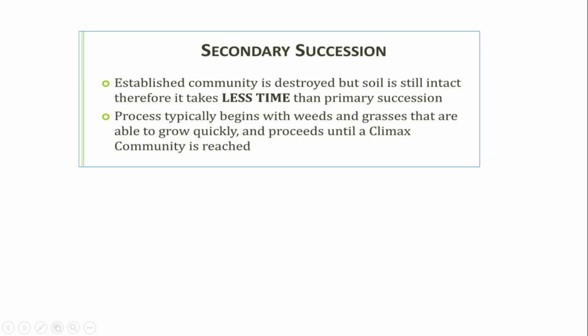Important point here is that with secondary succession, point 1, the established community is destroyed, but the soil is still intact, therefore it takes less time than primary succession. And 2, the process typically begins with weeds and grasses that are able to grow quickly and proceeds until a climax community is reached.